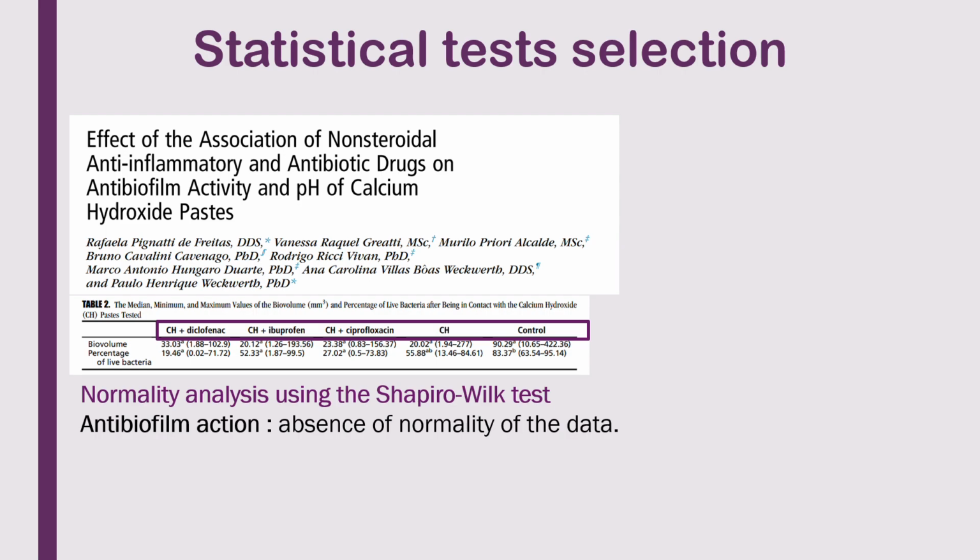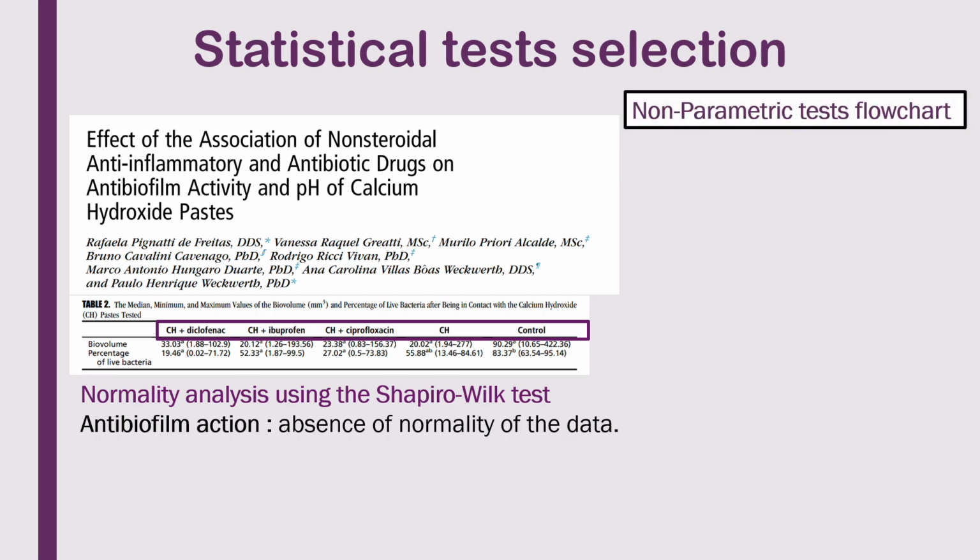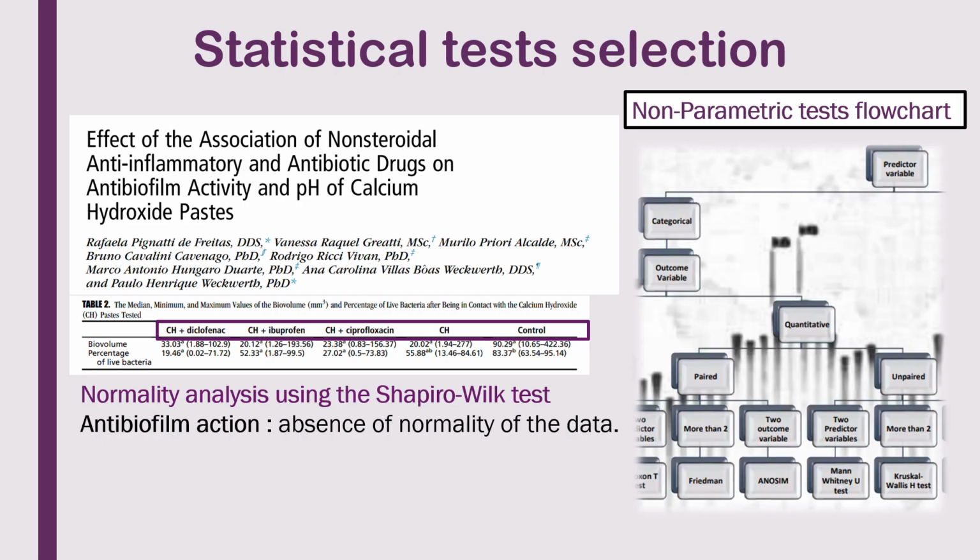This study compares four intracanal medicaments and addresses both the antibiofilm effect and the pH changes over time. So looking at the table, they are comparing 4 groups, or actually 5 groups together with the control, aiming to measure the biofilm percentage of the live bacteria. The authors state that for this part, normality was absent, so we will go to our non-parametric test flowchart, and our predictor variables are the 4 or 5 groups, so they are categorical.